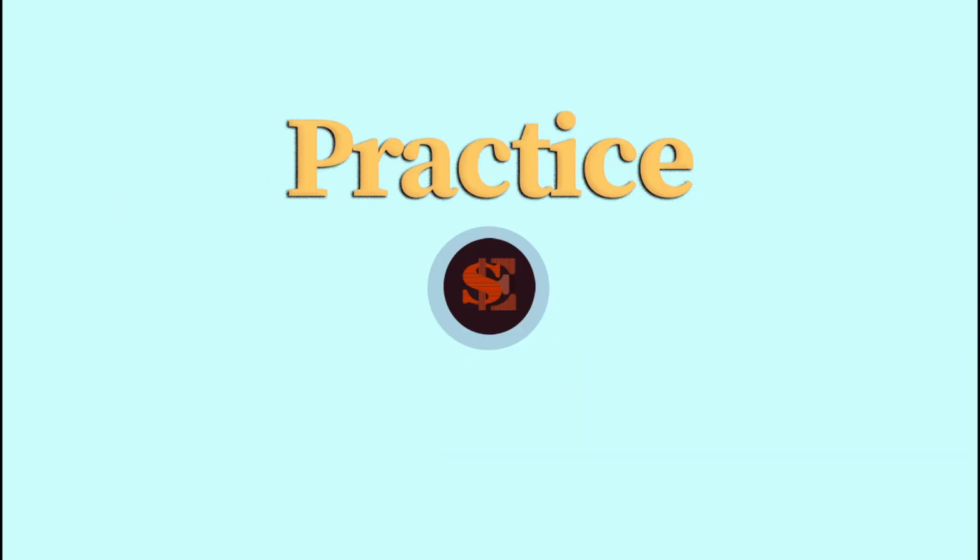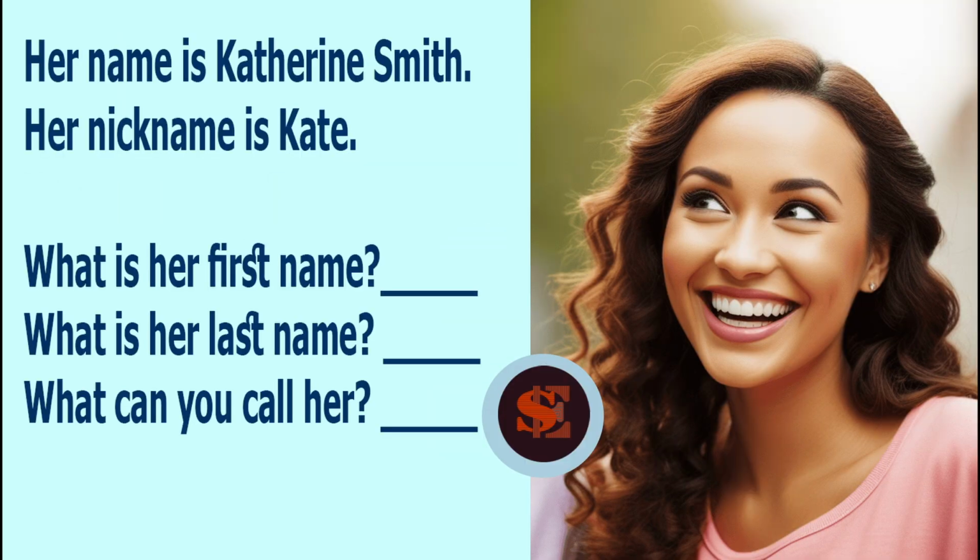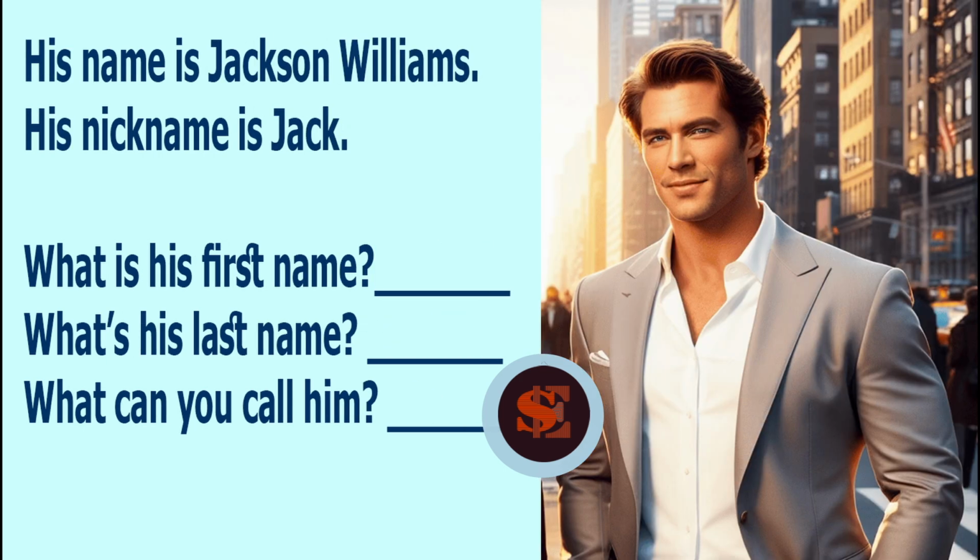Practice. Her name is Catherine Smith. Her nickname is Kate. What is her first name? What is her last name? What can you call her? His name is Jackson Williams. His nickname is Jack. What is his first name? What's his last name? What can you call him?